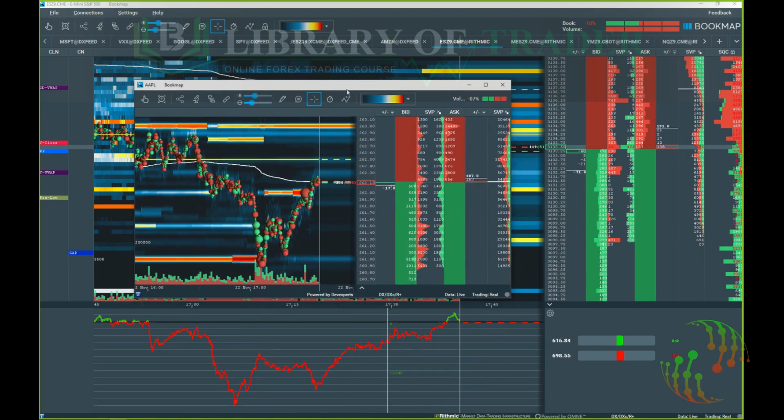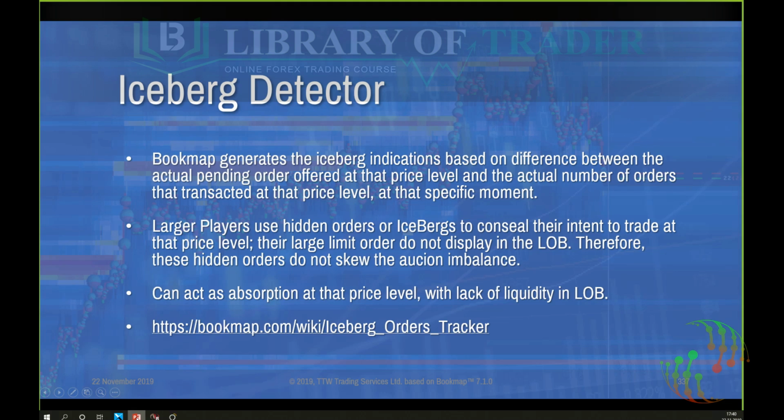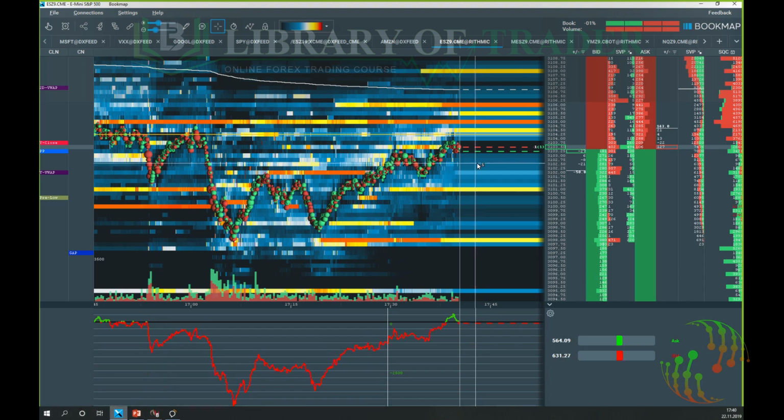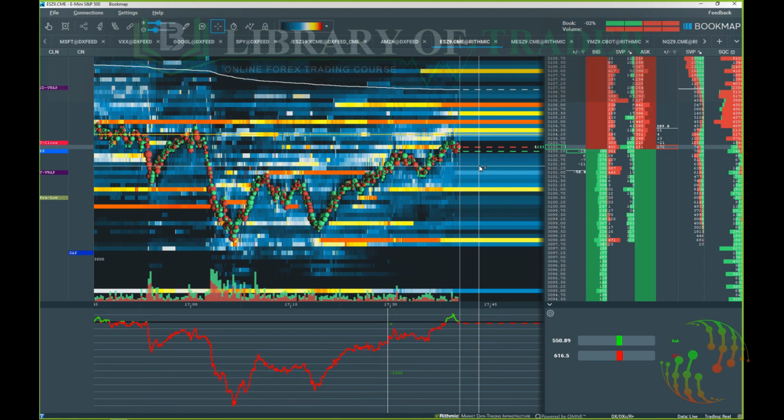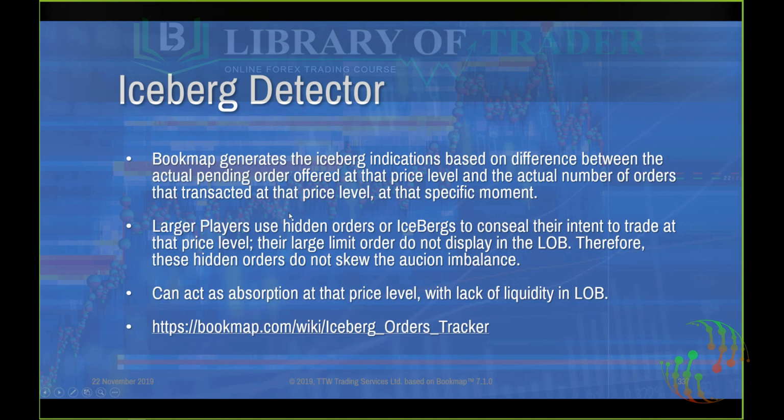Guaranteed. Absolutely. Iceberg detector. So what I wanted to say in coming back to our presentation is that this is only a part of what we see. Bookmap generates the iceberg indications based on the difference between the actual pending order offered at the price level and the actual number of orders that transacted at that price and at that specific moment.